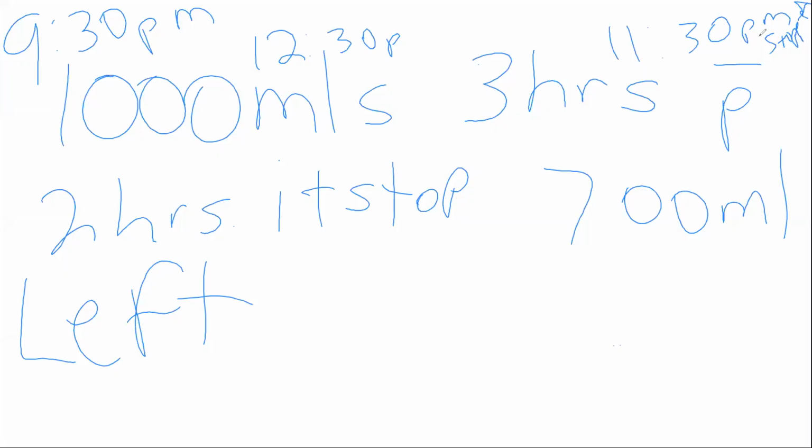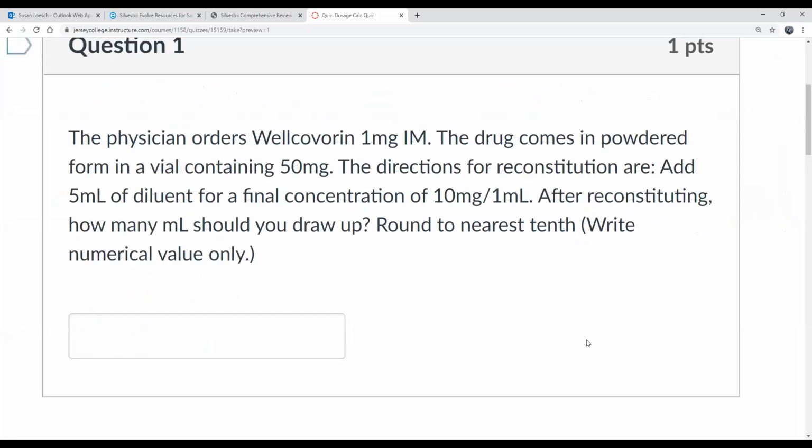Can you see my whiteboard though, right? Okay. So you have an order for 1 milligram IM. The drug comes in a vial containing 50 milligrams. The directions say add 5 mLs for a final concentration of 10 milligrams per 1 ml. After reconstituting, how many mLs should you draw up?